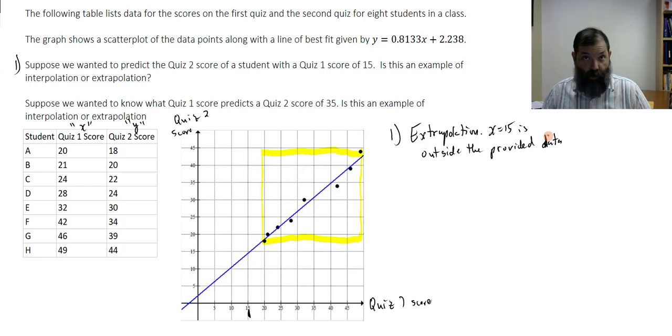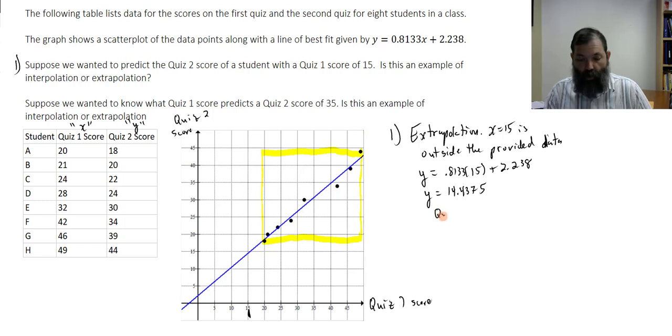Now we can make the prediction using the line of best fit. We can say, okay, y equals 0.8133 times 15 plus 2.238, and make that calculation. I've got my calculator here. 0.8133 times 15 plus 2.238 is 14.4375. And so that's the prediction.